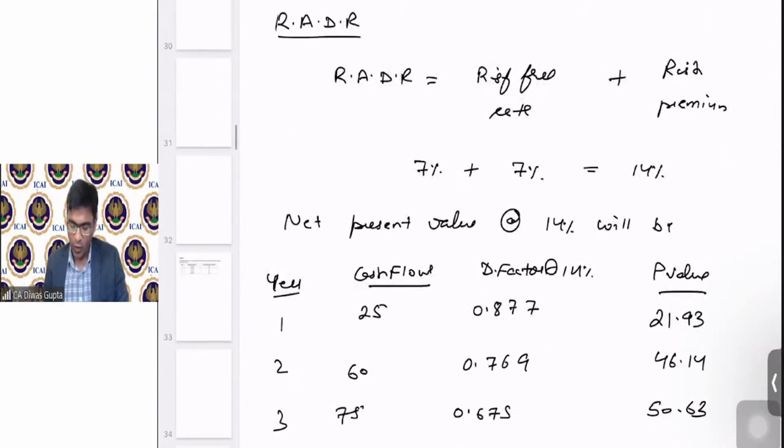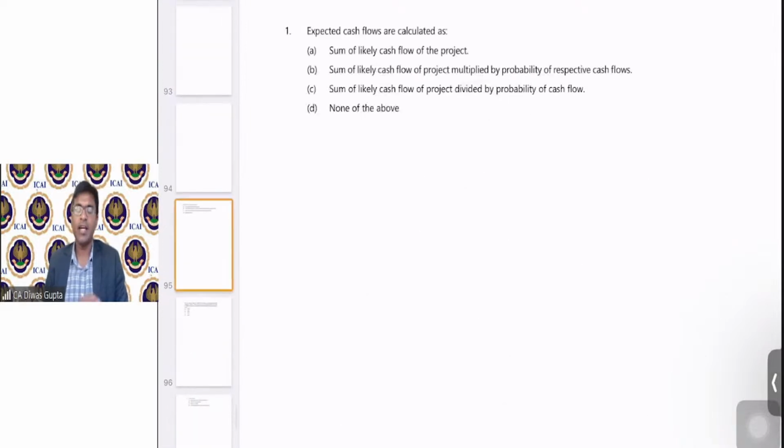Now, students, we also have some interesting MCQ questions. Towards the end of this, I would expect all of you to attempt the questions that are flashed on the screen and revert with the correct answer. The first question is, expected cash flows are calculated as: sum of likely cash flow of the project; sum of likely cash flow of a project multiplied by the probabilities of the respective cash flows; sum of likely cash flow of a project divided by the probability of the cash flow; and none of the above. All students, please give your respective answers on the screen. It would help us and it would help you also to sum up what you learned today.